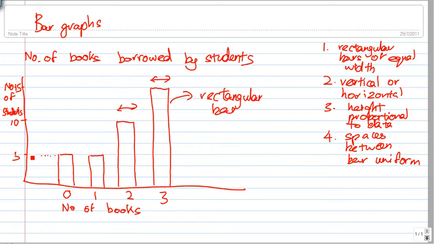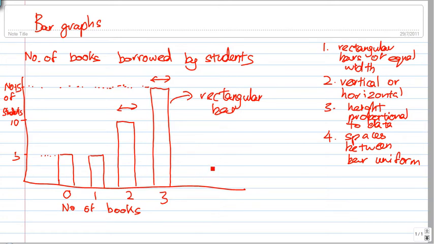5 students borrow 1 book in any given week. 10 students borrow 2 books in any given week. And 15 students, if you can't see, pardon me, it's really hard to draw with this pen here, 15 students borrow 3 books in any given week.